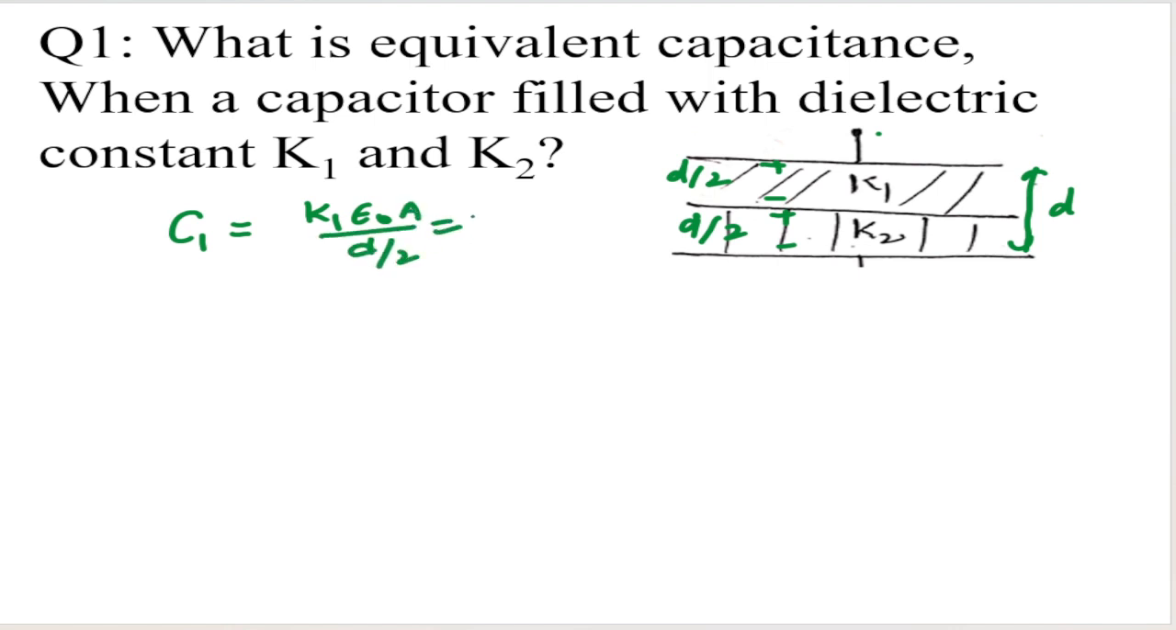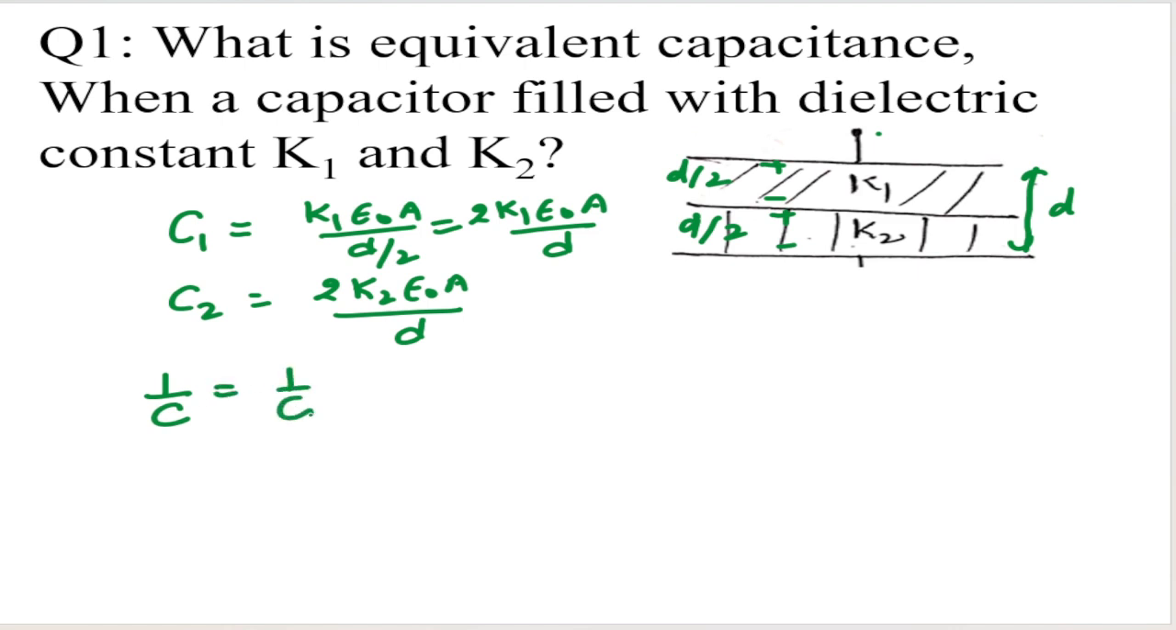Now shifting this 2 into the numerator, we get 2 K1 epsilon naught A upon D. The value of C2 is 2 K2 epsilon naught A upon D. Now these two capacitors are in series, so 1 upon C equals 1 upon C1 plus 1 upon C2.